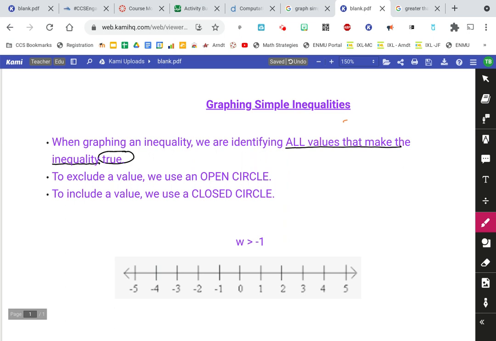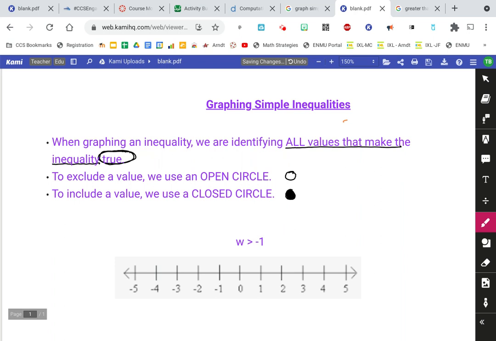An open circle just looks like this. It's just a circle, and notice it's not colored in. To include a value, we use a closed circle. A closed circle, again, is just a circle. We call it closed because we color the inside of the circle, which means we are including that number. So, again, let's focus on things that make our inequalities true.